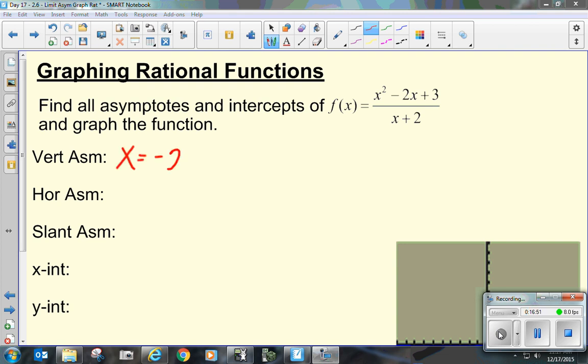Yeah, x equals -2. That's right where the fraction is undefined. The denominator is equal to 0. What about the horizontal asymptote? There are none, because if I keep the top and bottom biggest terms, I get x squared over x, which is x, and I plug in positive and negative infinity. There you go, so there's none.